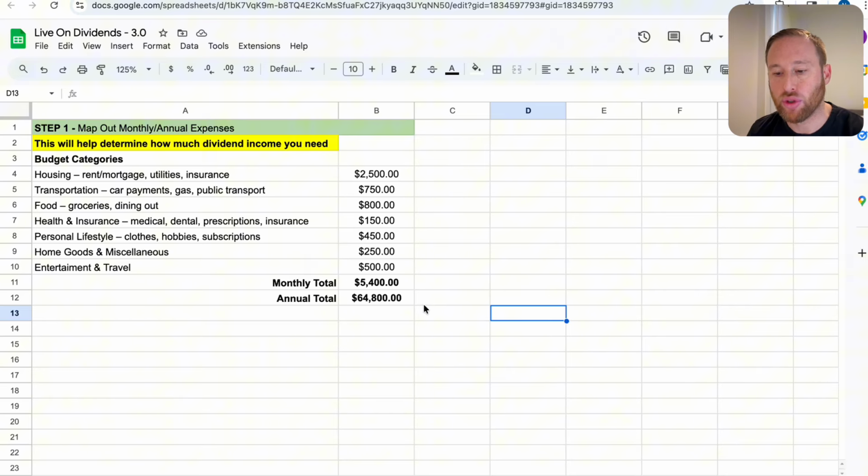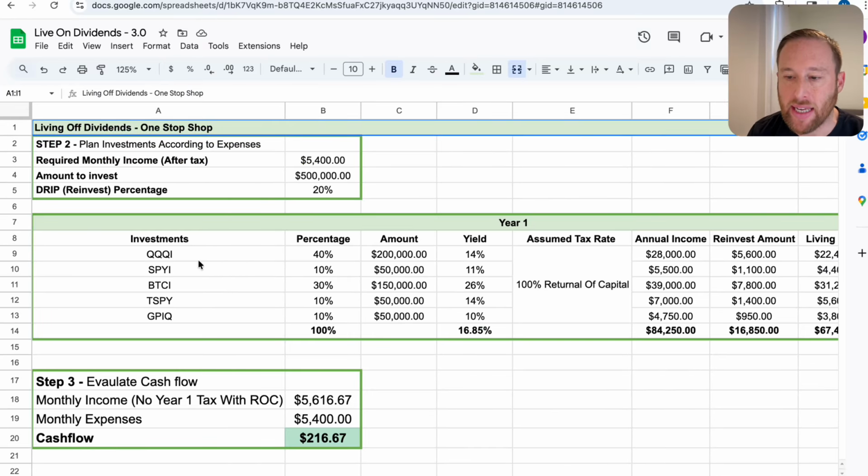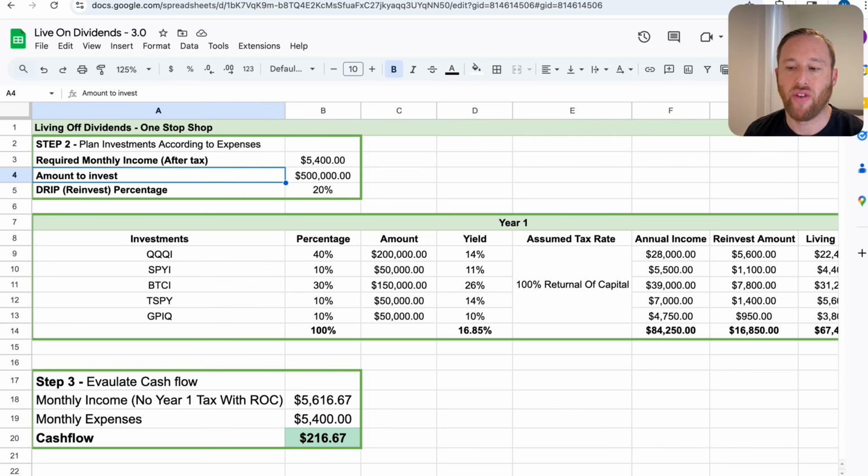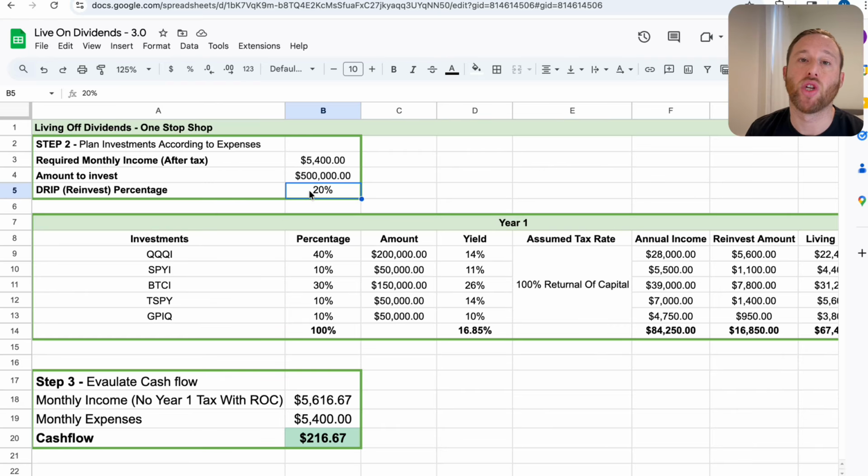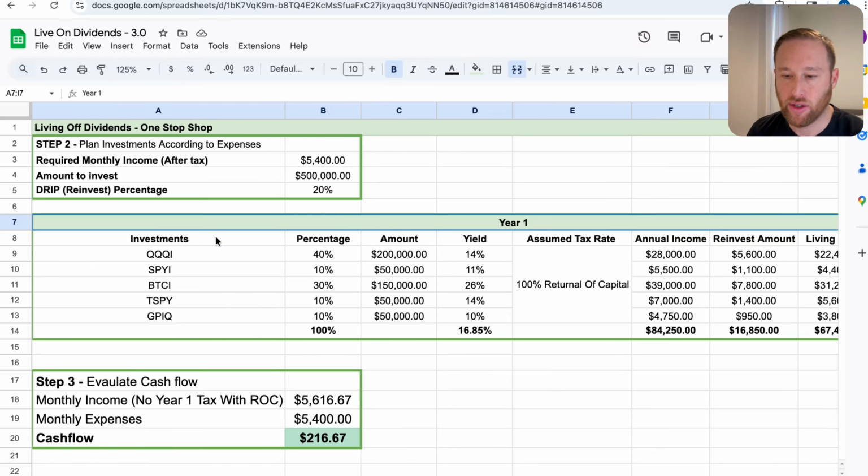All right, so going into the calculator, the live off dividends 3.0. I'm going to just cruise through this because we just did a video on this. But first step is add in your expenses. Next step is adding your amount to invest and selecting your investments. All right, so I've selected to invest 500K. My expenses are 5,400 a month. I'm going to reinvest a percentage of my dividends back into the investment. And here are the investments I've chosen.